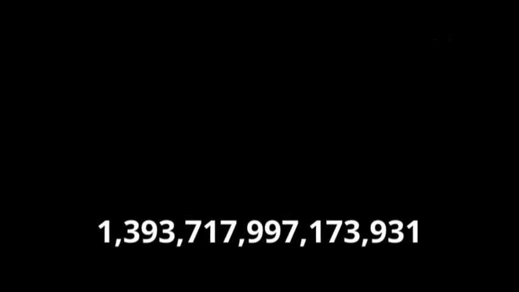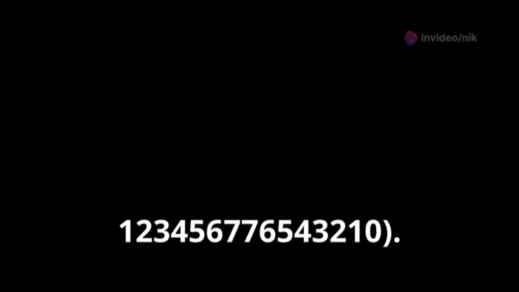you this palindromic equivalency: 13,937,179, 97,173,931, 111,111,110. And interestingly, 11 times 11, 111 times 111, up to 111,111,110, gives 1, 2, 3, 4, 5, 6, 7, 6, 5, 4, 3, 2, 1, 0.